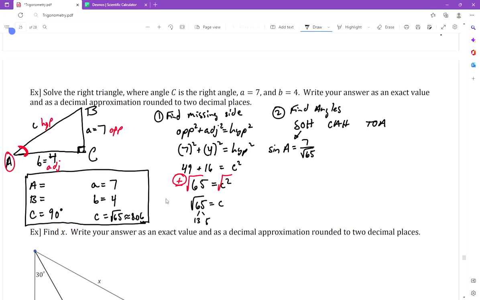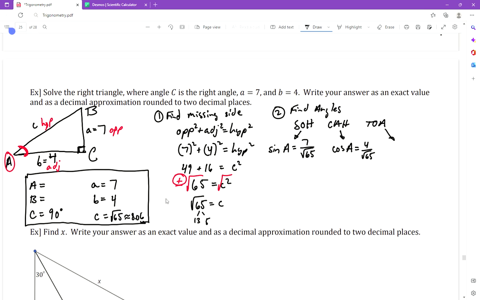Okay, so that's how we can find angle A. The cosine, let's set that one up. Let's get these set up first. The other way to find angle A is, we could have done cosine of angle A equals the adjacent, which is 4, over the hypotenuse, which is square root of 65.